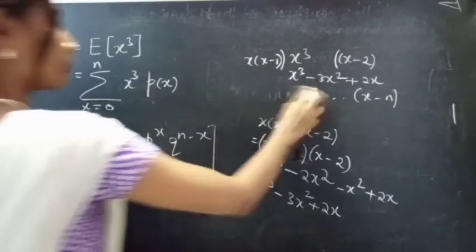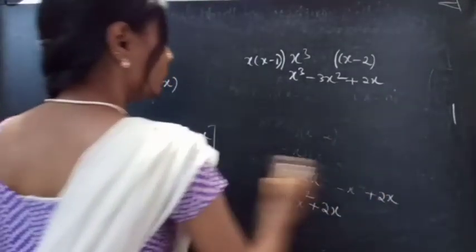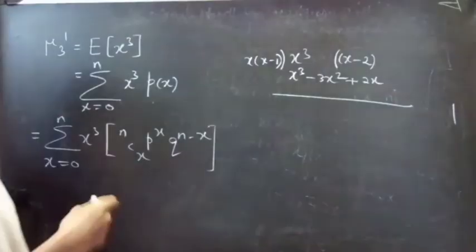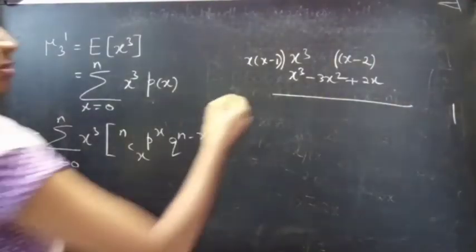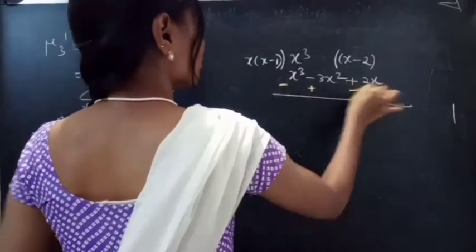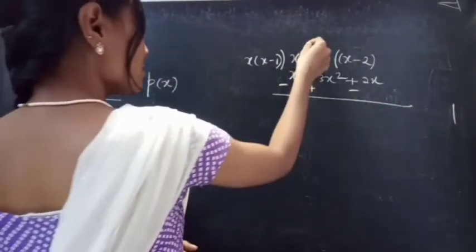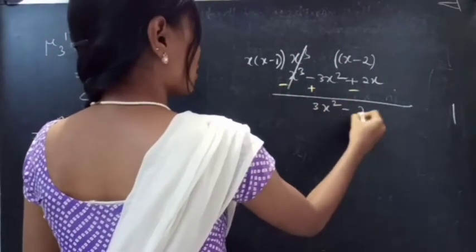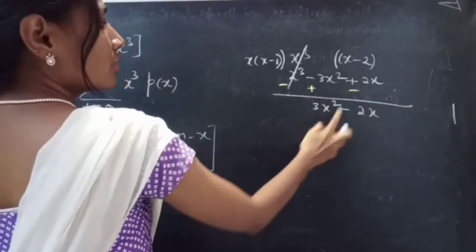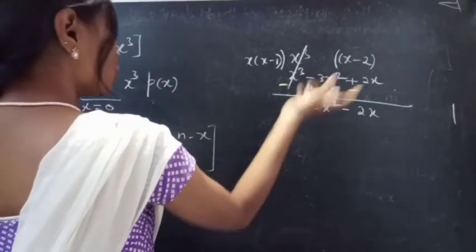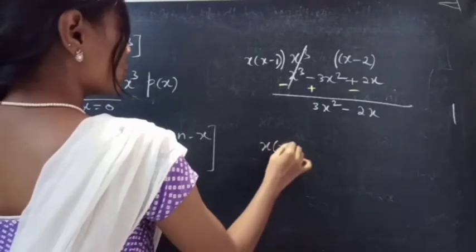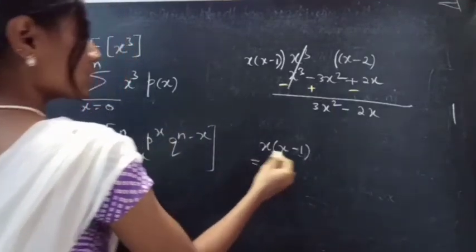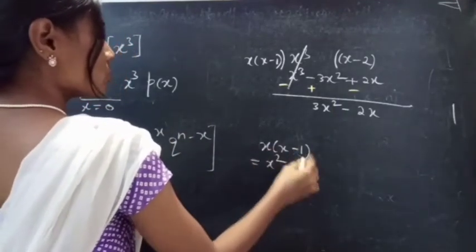Fine. Now we are going to change the signs so that you can cancel x cube and minus x cube. Finally, you get 3x square minus 2x. Again, we are having 3x square, so we need to cancel this. For that, I'll take x into x minus 1, which equals x square minus x.